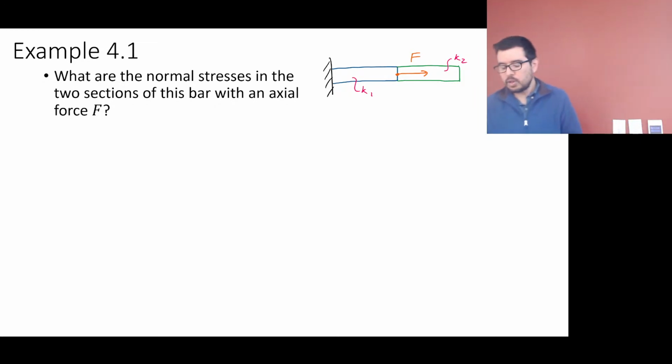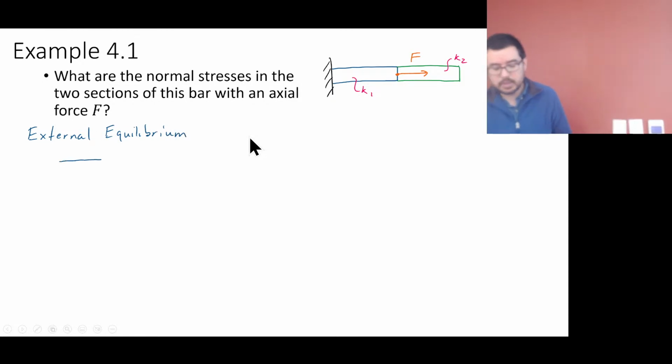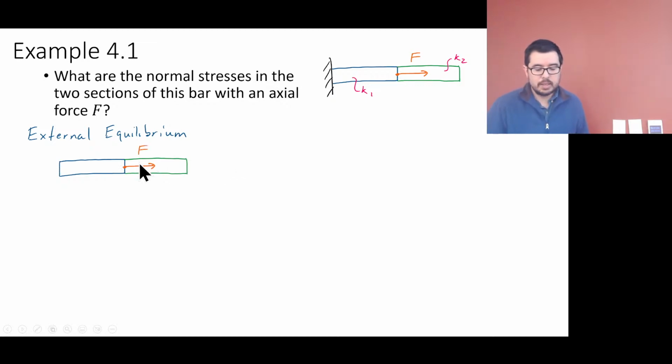So we don't have to worry about using compatibility or superposition plus compatibility to figure out what the internal forces are. But if we want to figure out what the normal stresses in the 2 sections of this bar are, we at least need to write out what the forces are inside them. So we can do external equilibrium first. That's our first go-to thing to do. I have nothing on the right side, but yes, we have a wall. Okay, reaction force on the left.